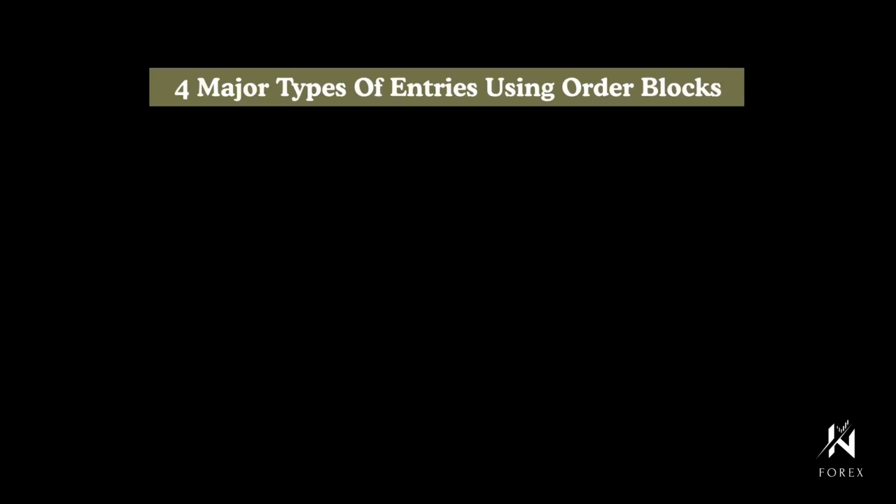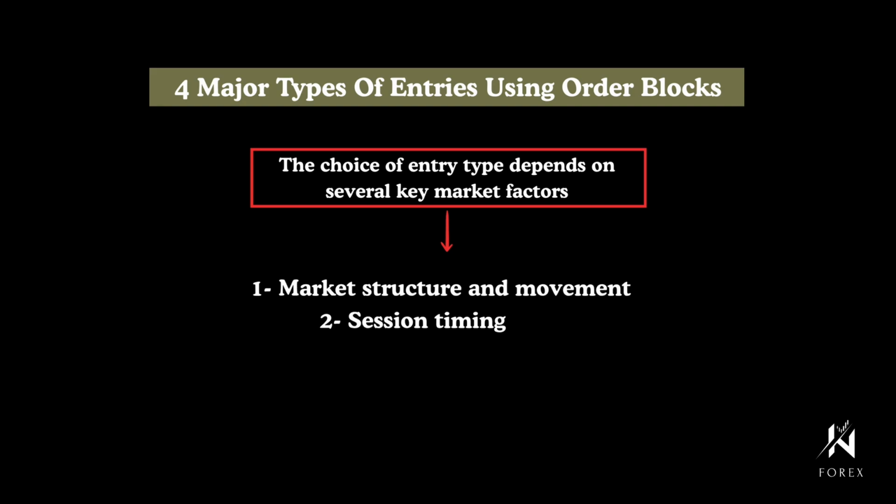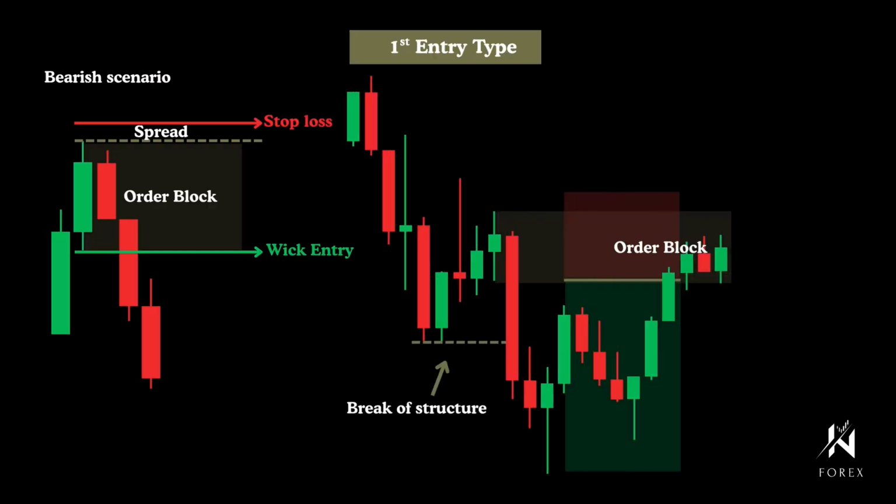Entry types in order block trading. There are 4 main types of trade entries that can be utilized when executing trades based on order blocks. The choice of entry type depends on several key market factors, including market structure and movement, session timing, e.g., London, New York, Asia, volatility levels, and overall market conditions. By carefully analyzing these variables, traders can select the most optimal entry approach to increase the effectiveness of their trades and improve risk-to-reward ratios.